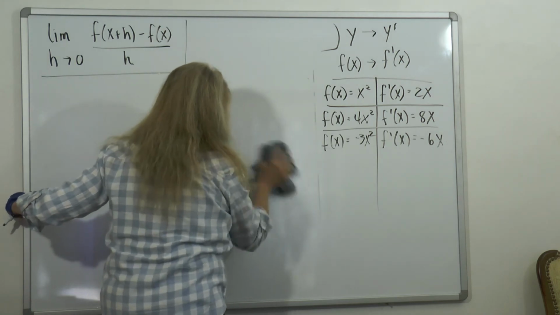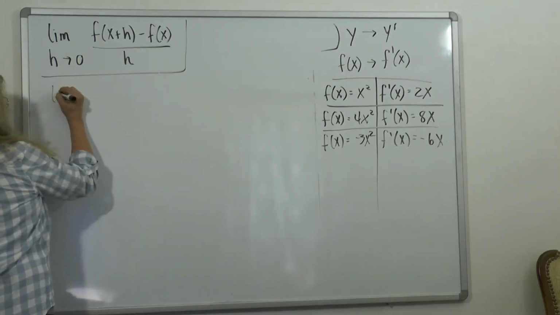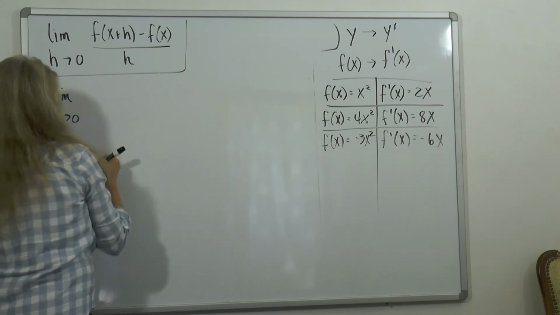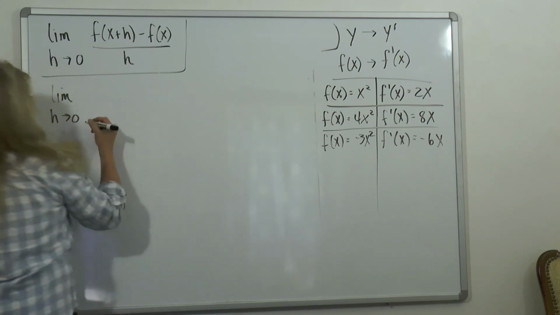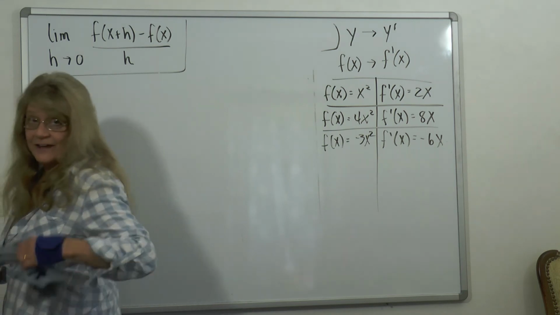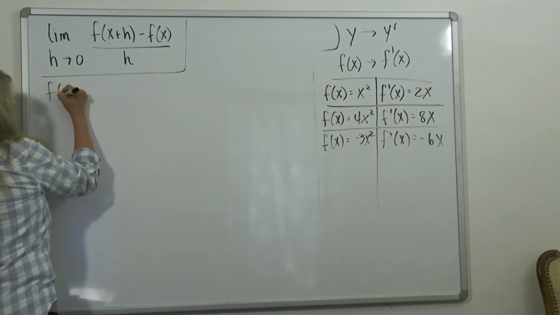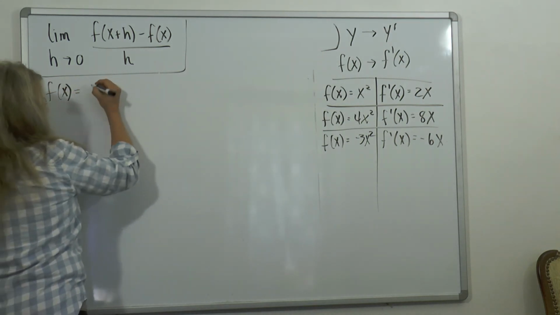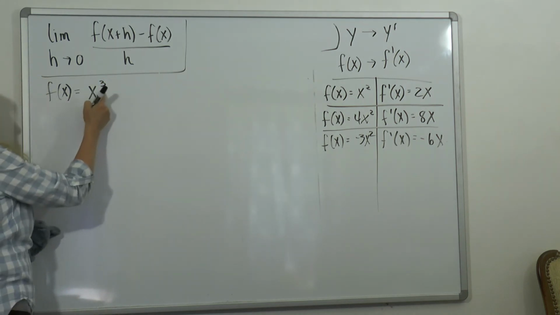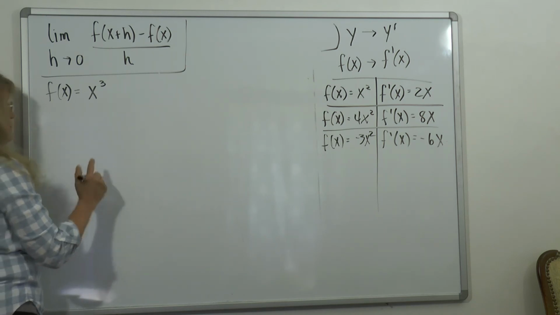Let's see here. What am I going to do? Okay. What if I have the limit as h goes to 0? Let's say my function is... nothing, it's okay. I didn't just spill markers everywhere. Okay, let's make our function x to the third. Just by changing that, upping that exponent by 1.